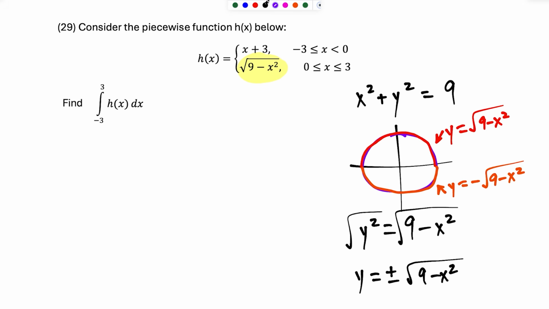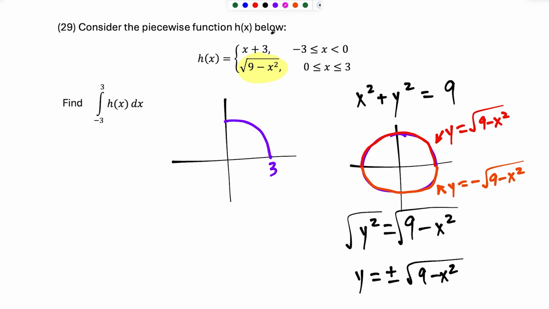Well, when we sketch out h of x, I'm just going to draw h of x over here. Let me just make this a little bit bigger. So we have h of x, and I'll throw it over here, like this. And for this piece here from 0 to 3, we're just going to be focusing on the top half of the circle, but I'm only going to focus on the quarter circle because we're going from x equals 0 to x equals 3. Okay, so that's how we're going to sketch this piece.